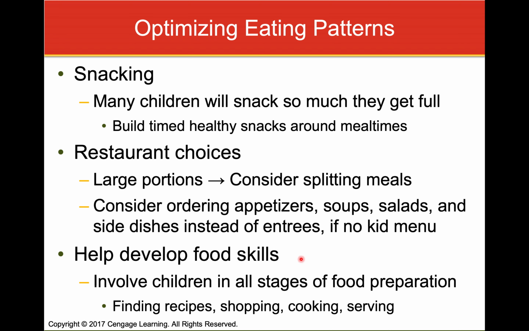At the bottom here, one way to optimize eating patterns is to help develop food skills. So you want to involve children in all stages of food preparation. So if children participate in finding recipes, going shopping, seeing the food, helping to pick the food, come home and helping to prepare it and cook and serve the food, it's more likely that they will become adults that are able to do those things, and it's also more likely that they'll try a wide range of foods if they're made a part of the whole process. So it's good to make food a family affair.